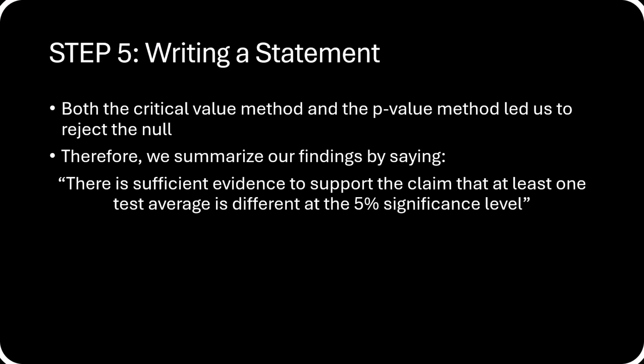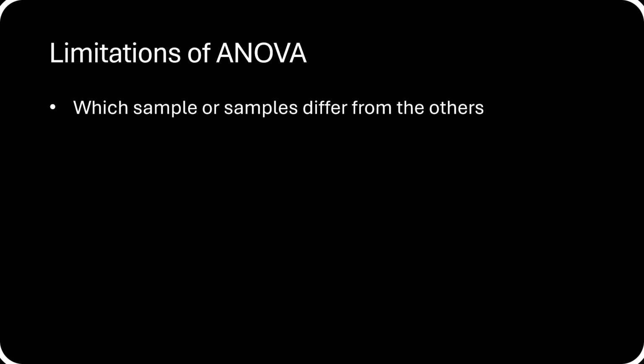So I want you to pause for a second and reflect on what I just said and think about what that means for this teacher who implemented these different studying strategies. So you might quickly come to the realization that this test is very limiting. In other words, if this teacher wants to know, okay, great, they're different, they're not all the same, which studying method was best, guess what? ANOVA's not going to tell you. It doesn't tell you which sample or samples differ from the others, and it doesn't tell you how the samples differ. It doesn't tell you which one is better or which one is worse.